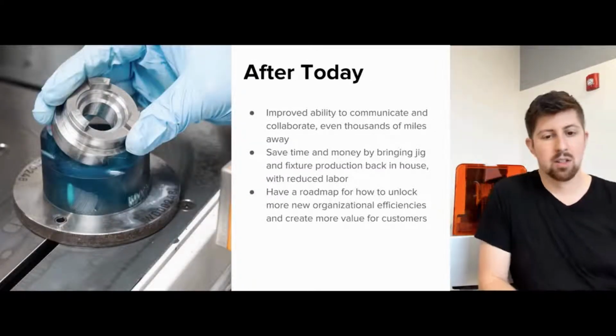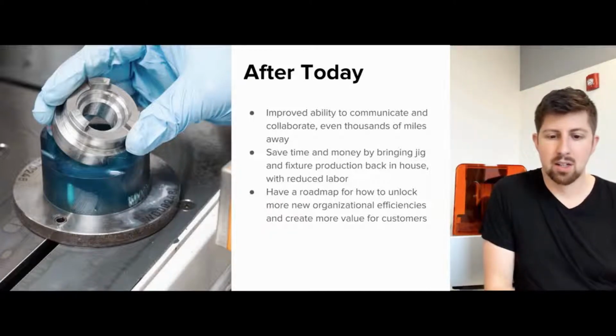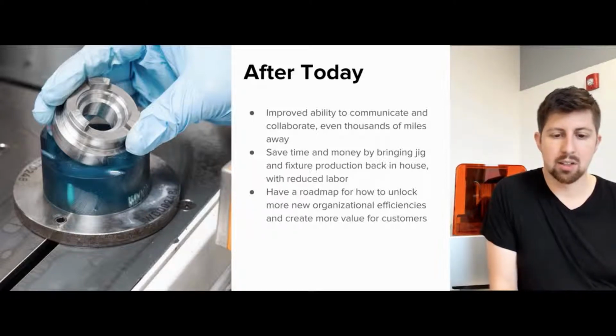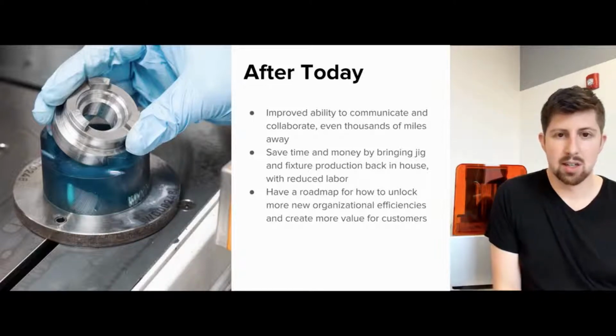After today, you should come away with some ideas of how to improve those communications and collaborations, even if your team is spread out globally, how to save time and money by bringing jig and fixture production back in-house, sort of looking at vertical integration, and have a roadmap of how to unlock organizational efficiencies that create more value for you and ultimately more value for your customers.